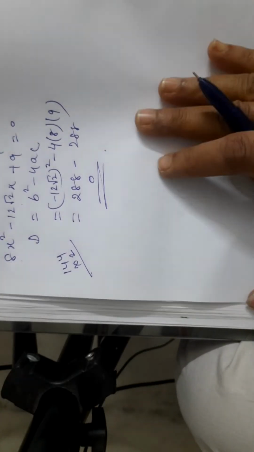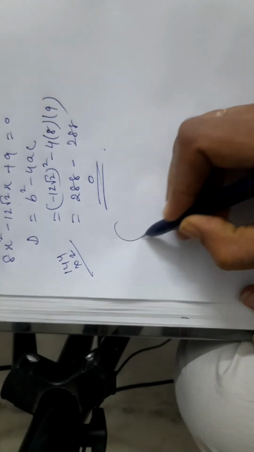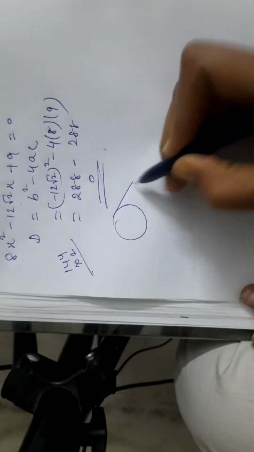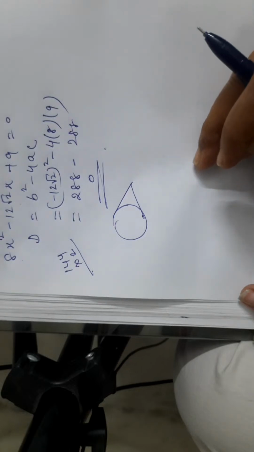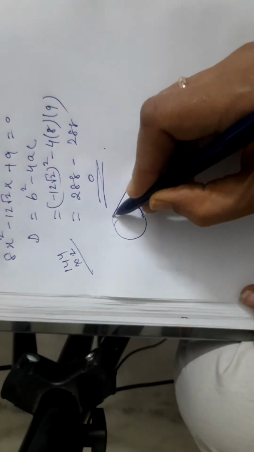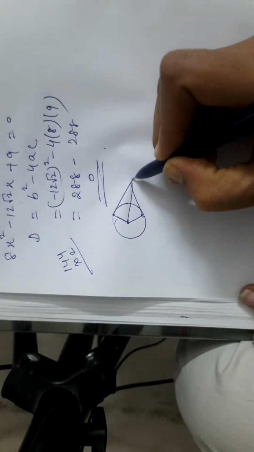The next question is related to assertion and reason. The two tangents are drawn to a circle from an external point. Then they subtend equal angle at the center. So this angle and this angle will be equal. It's quite true only.